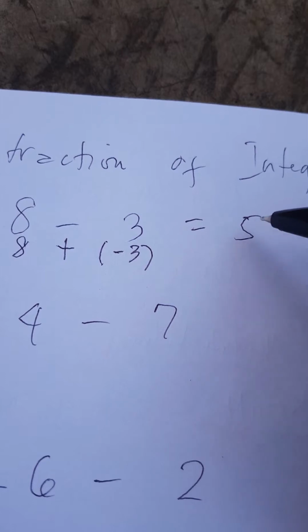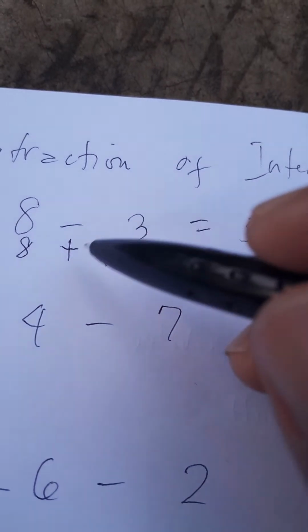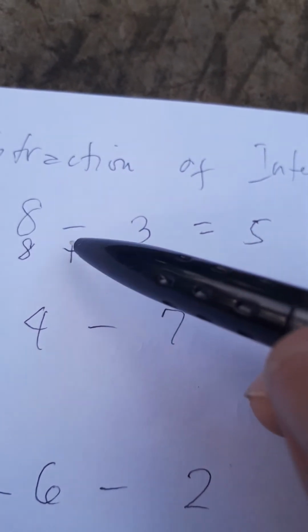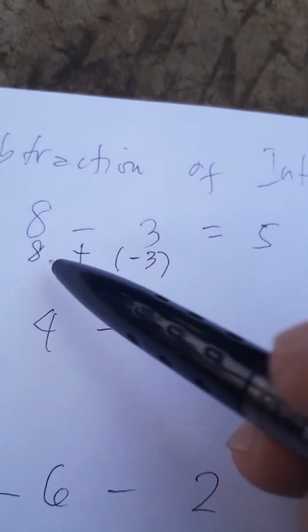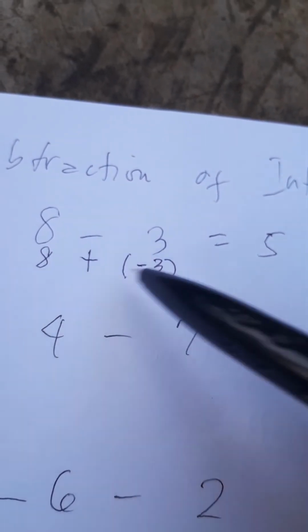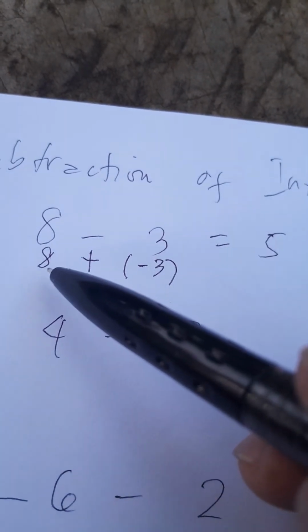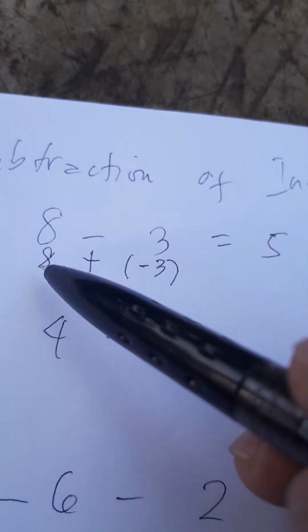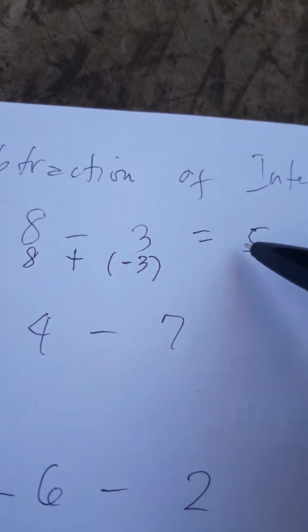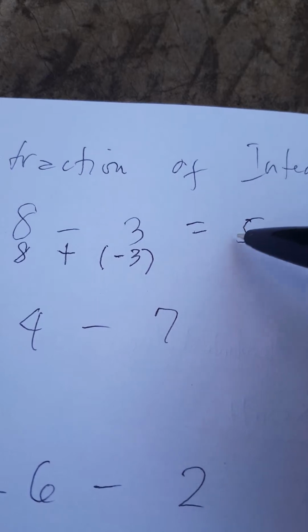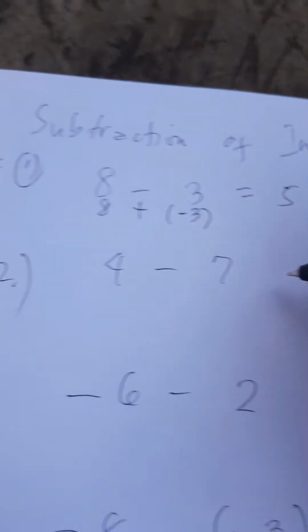Then the last step is we decide for the sign of the result. Now, after we change the subtraction to addition, observe the sign of 8 and 3. 8 is positive and 3 is negative, and 8 is larger than 3. So therefore, we must follow the positive sign. So the answer is positive 5.